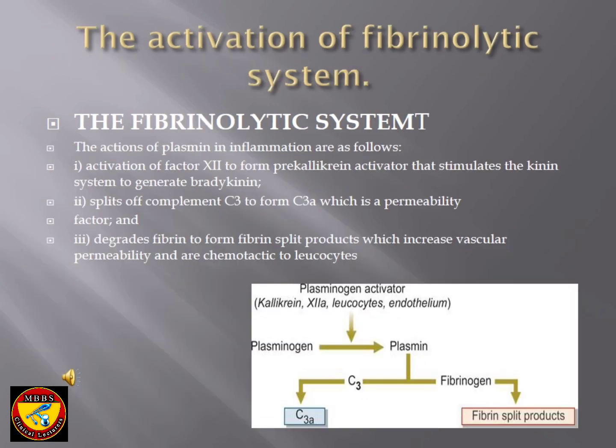Now the third system is the activation of the fibrinolytic system. What is the purpose of the fibrinolytic system? Basically, it activates factor 12 to form the further prekallikrein system to generate bradykinin. Number 2, it splits off complement C3 to form C3a, which is a permeability factor, and it degrades fibrin to form fibrin split products, which increase vascular permeability and are chemotactic to leukocytes. So these are the things caused by the fibrinolytic system.